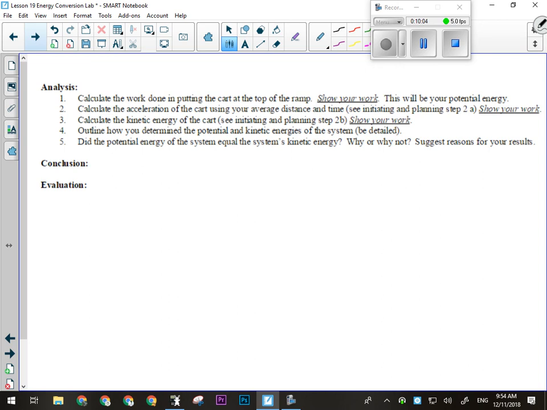For our analysis, part of the analysis is just calculating things: calculating the work done or the potential energy, calculating the acceleration of the cart, calculating the kinetic energy. Questions 4 and 5 are the ones that require some explanation. We've already talked about 4, how friction and kinetic energy relate, so you just need to explain that. And in number 5, you need to talk about if they're equal, why they're not, or why they are, or whatever it happens to be for your results. Talk about the efficiency, talk about where energy might have gone based on your observations.